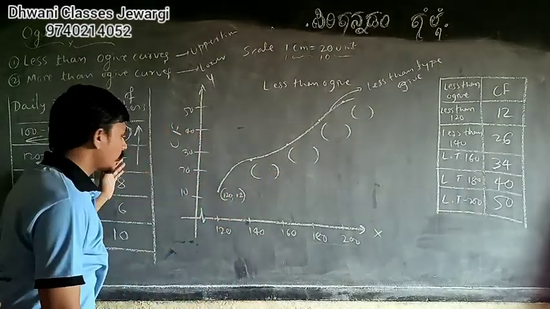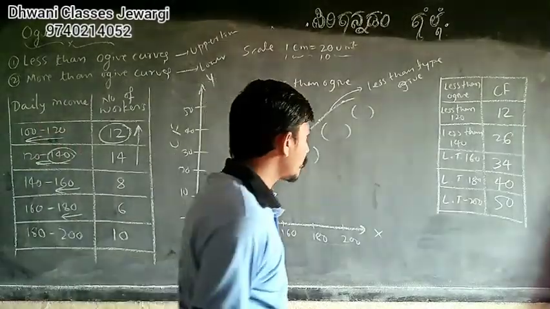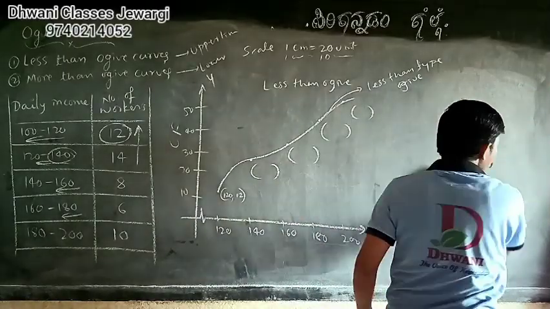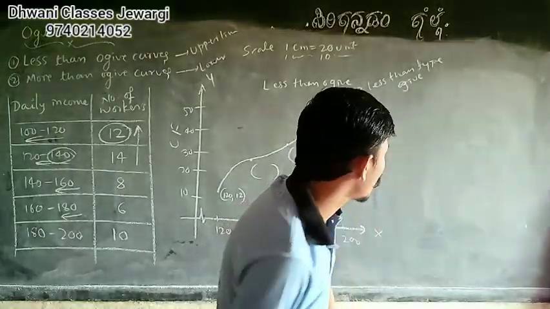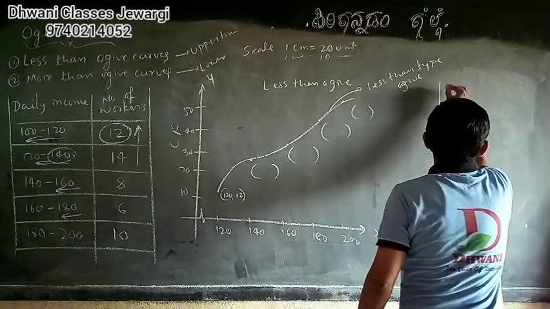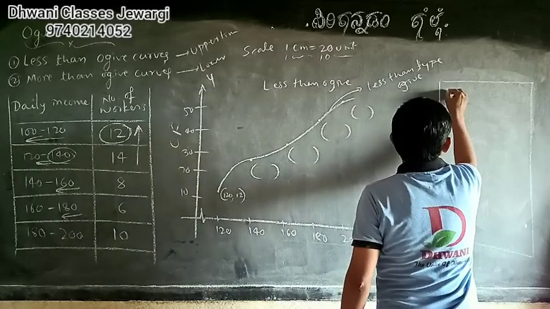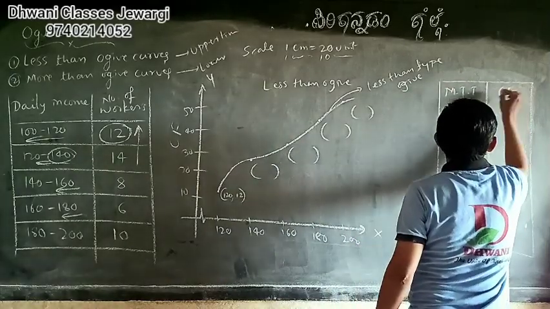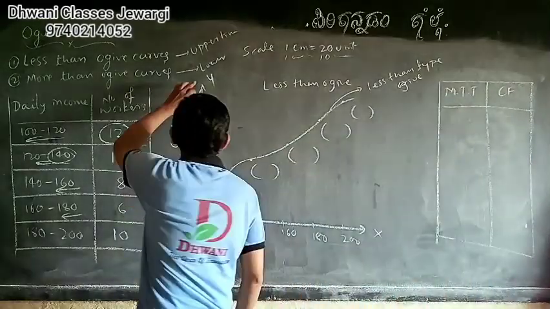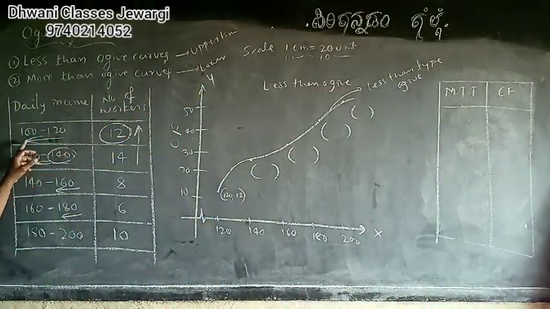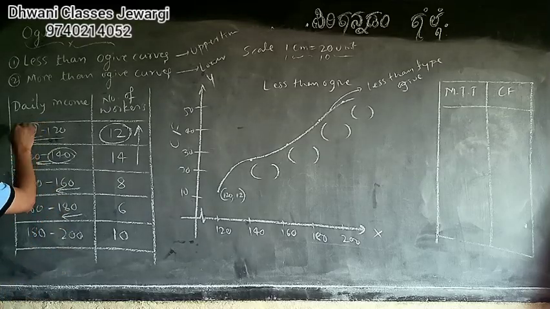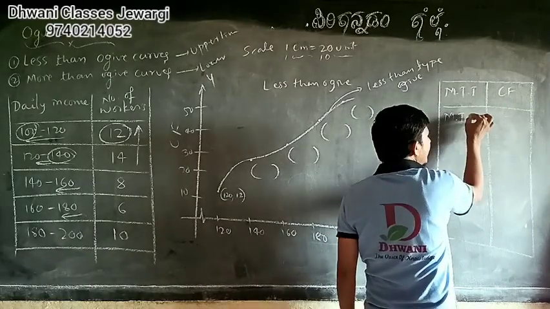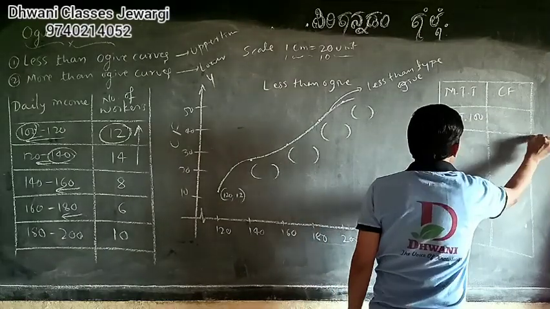Now, for this same question, I will be drawing the more than type Ogive. For more than type Ogive, same box, more than type, and this is the cumulative frequency. For more than type, what do we need to take? We need to take the lower limit. What is the lower limit here? 100 is the lower limit. First of all, you need to write more than 100.